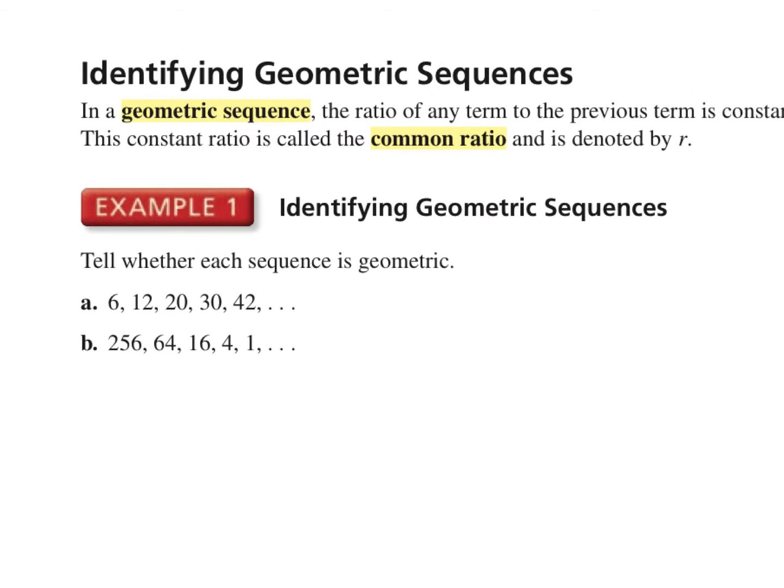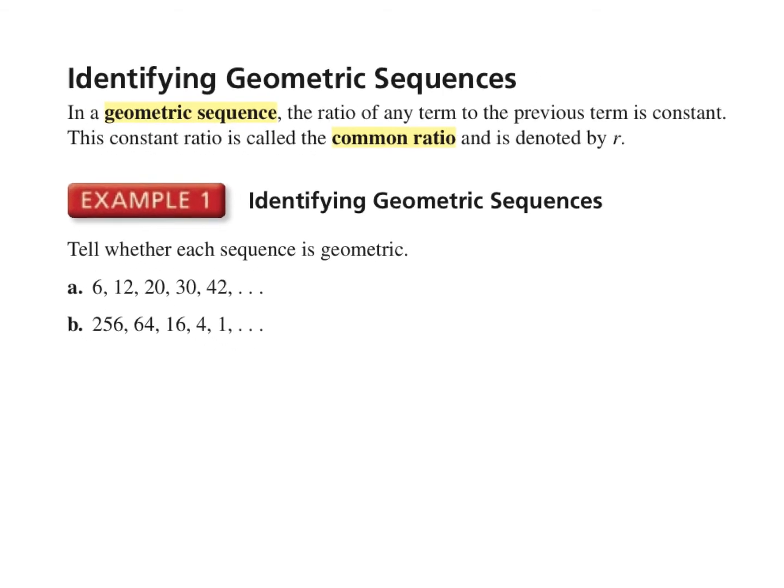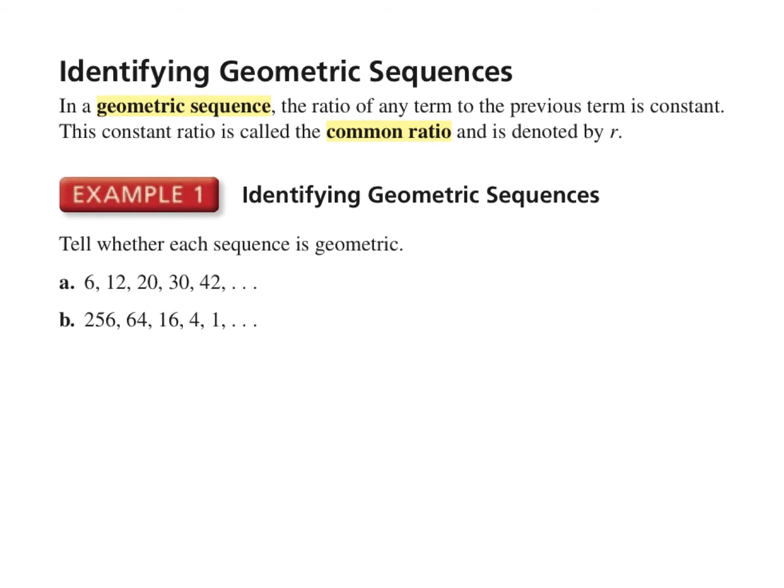In identifying a geometric sequence, the ratio of any term to the previous term is constant. This constant ratio is called a common ratio, and it's denoted by r. So in a geometric sequence, we are multiplying to get from one term to the other, multiplying by one constant number. The difference between geometric and arithmetic, which was what we did in 8.2: in an arithmetic sequence, we are adding the same number each time. In geometric, we are multiplying by the same number.